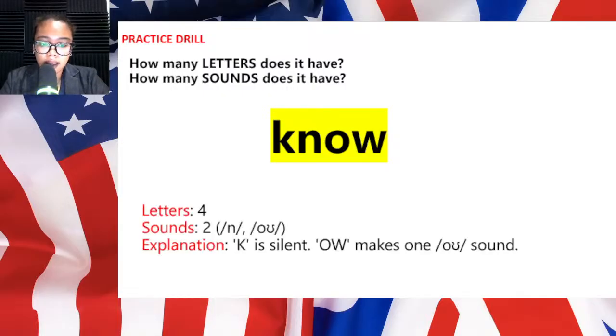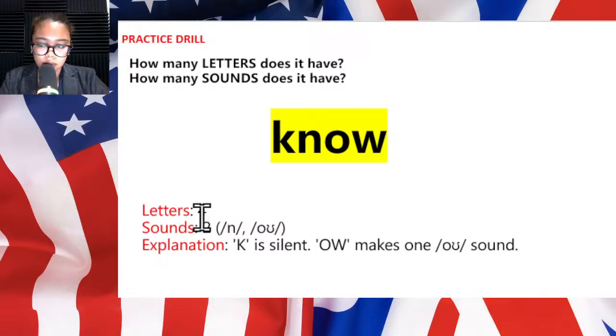This is the answer. So again, the word is "no." How many letters? There are four. Why? Let's count the letters. One for K, two for N, three for O, and four for W. "Know." So there are four letters. K-N-O-W. That's a straightforward four letters.